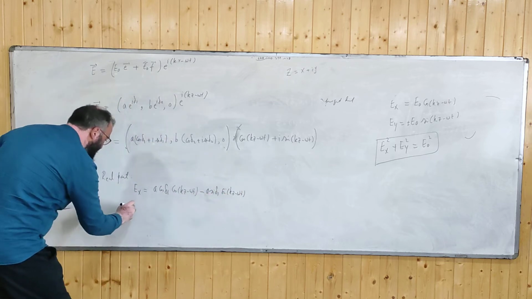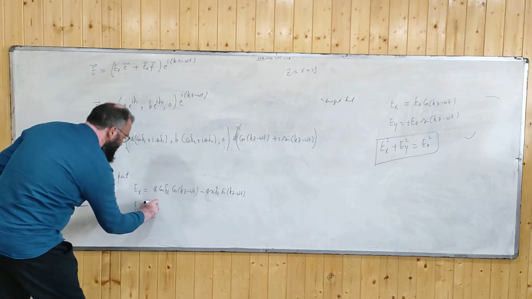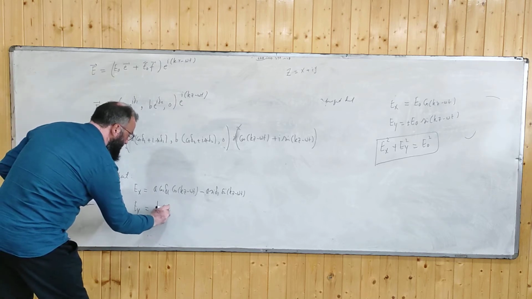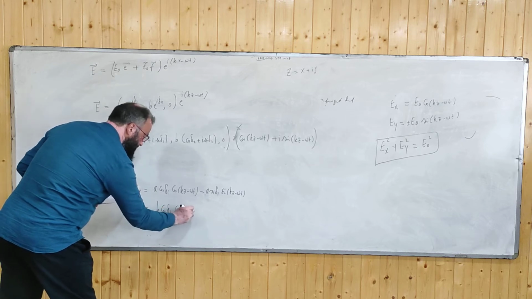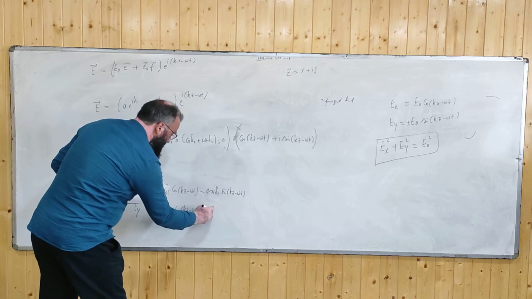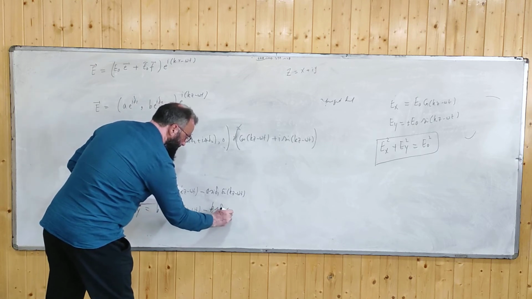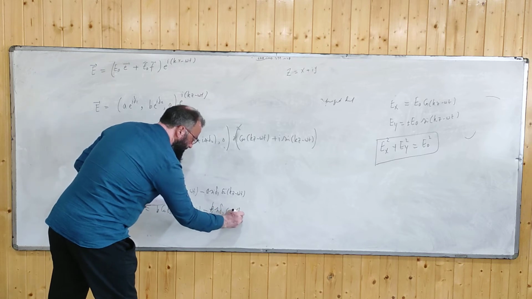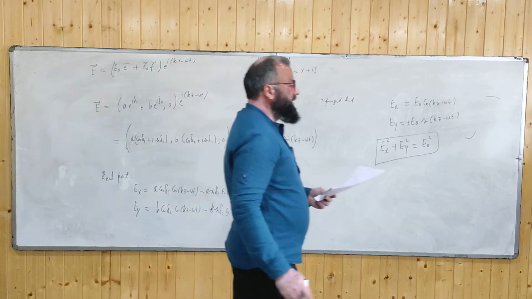So this is the real part of Ex, and let's take Ey, what that is. So it's B cosine of delta 2 cosine of Kz minus omega t, minus B sine of delta 2 sine of Kz minus omega t. Clear?